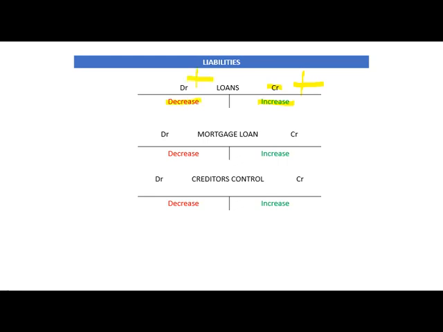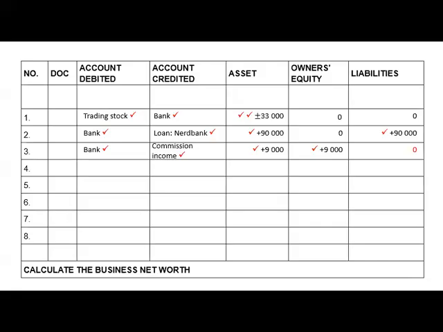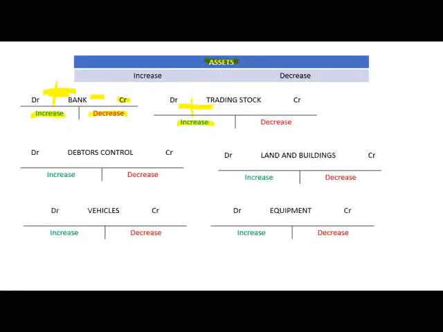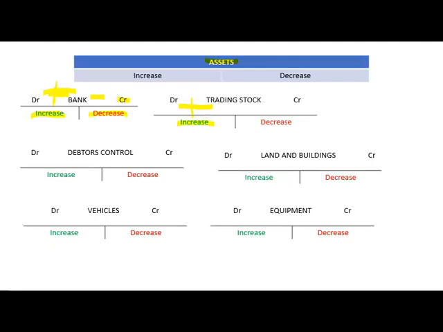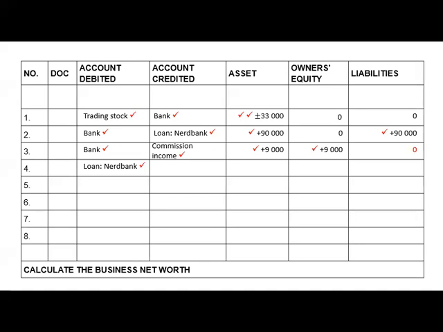So why am I putting a plus there? It is actually a minus. They decrease on the debit side. Hence, I am going to debit loan Nedbank because I'm owing them less. But why am I owing them less? It's because I paid them. When we pay, it affects bank. It means our bank is going down. And it goes down on the credit side. That is why I am crediting bank.